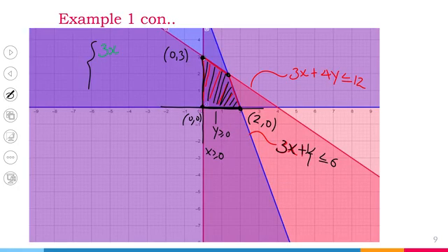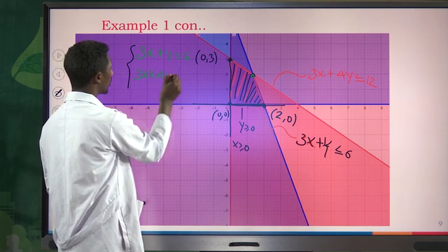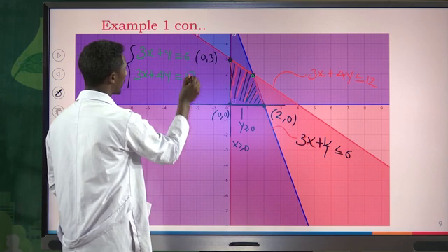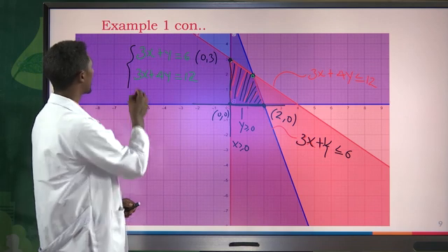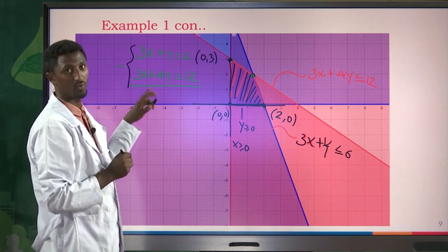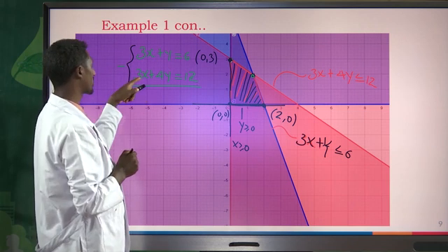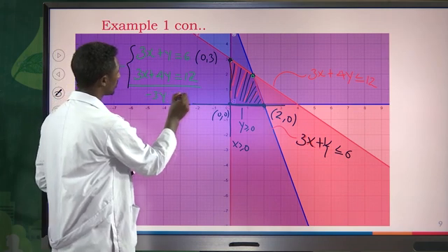So this point is a point of intersection of 3x plus y equals 12. This is a linear equation, the graph of a straight line. And also 3x plus 4y equals 12. Now we have 2 linear equations, a system of linear equations, and we can solve them by subtracting. So 3x minus 3x is 0, y minus 4y is minus 3y, equals minus 6.